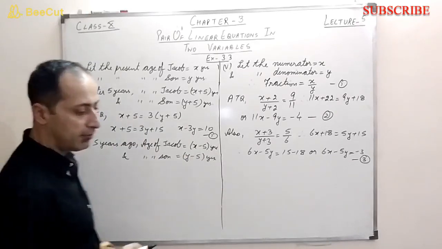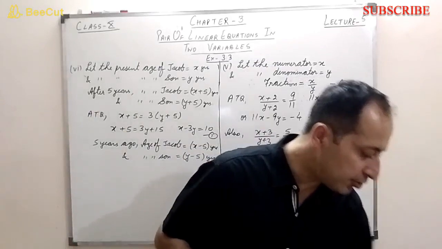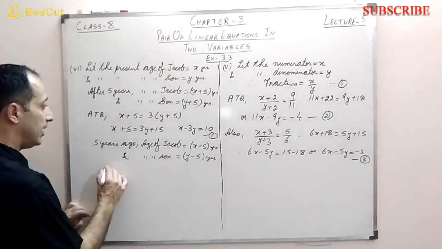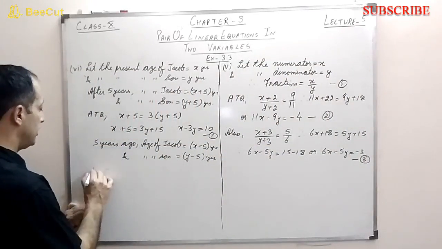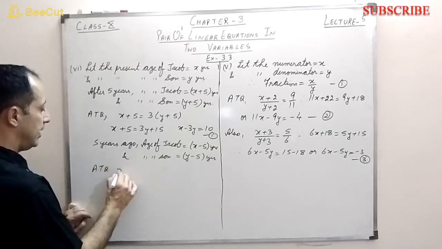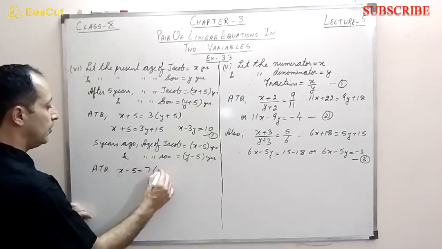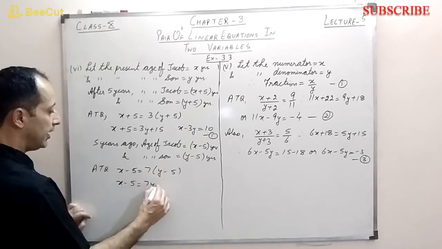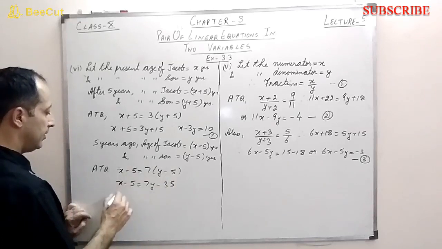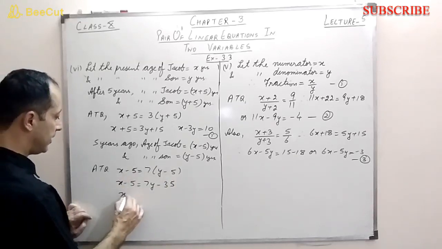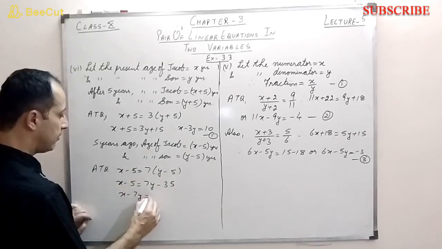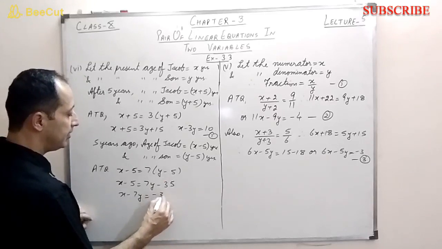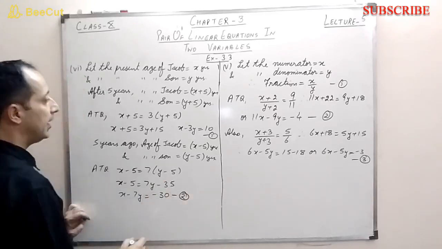Now, what is the condition given 5 years ago? It is given that the age of Jacob is 7 times the age of the son. So according to the question, x minus 5 is equal to 7 into y minus 5. So this is x minus 5 equals 7y minus 35. Now I just transform: x minus 7y equals, when I shift this 5 to the other side, minus 35 plus 5, which is minus 30. So this is my second equation.